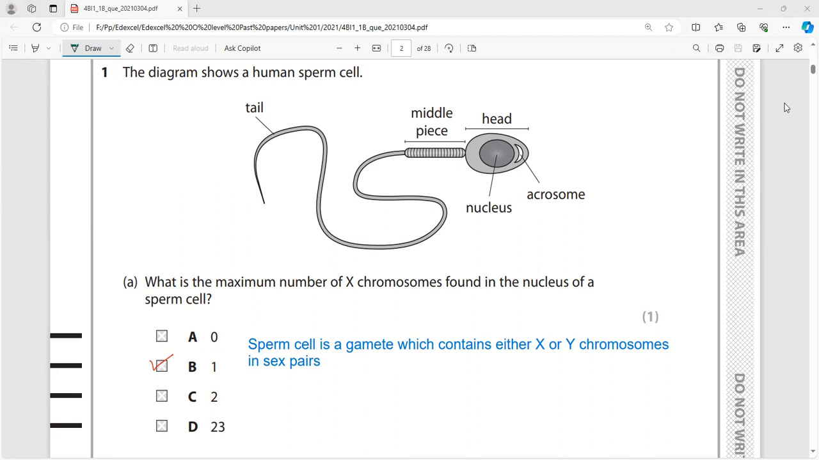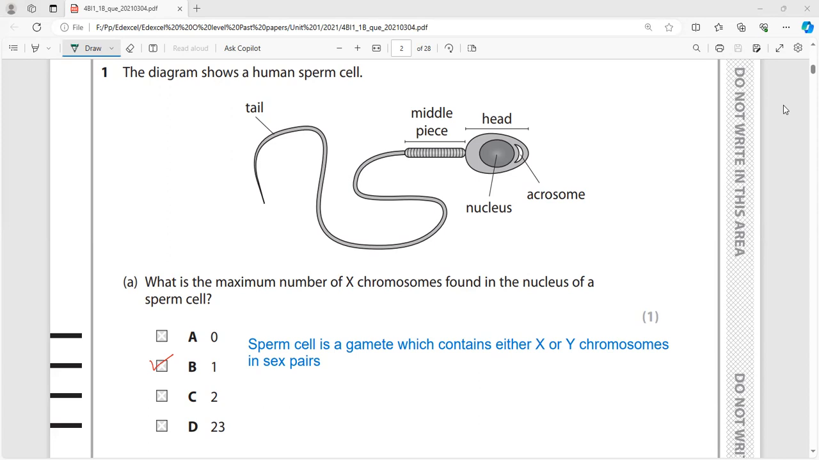Second is the nucleus, which is haploid, and a half set of chromosomes is present. Why? Because the sperm cell is a gamete, and a gamete contains a half set of chromosomes. So that's why the nucleus is for fertilization. Second, we have the middle piece, that is the neck region, which contains a lot of mitochondria, which provide energy for swimming movement to move from the cervix to the oviduct for fertilization. The third part is the tail region, which provides propulsion and movement.